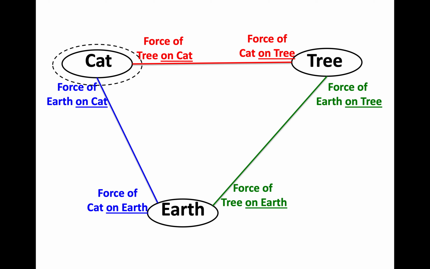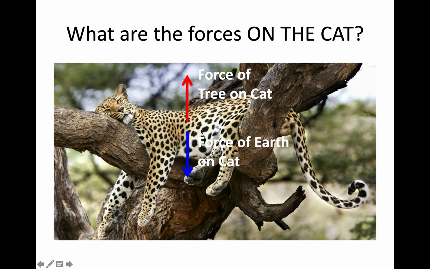So suppose we choose the cat, then we can draw a free body diagram for the cat where we're drawing just the forces on the cat. So we have an upward force of the tree on the cat. Notice that's color-coded red for that interaction with the tree. And we have the force of the earth on the cat, which is blue. And the cat's at rest, obviously very asleep here. So these forces are balanced. If those are the only 2 forces, they must be equal and opposite, equal magnitude, opposite direction. So that's what we've done so far. That's a free body diagram.